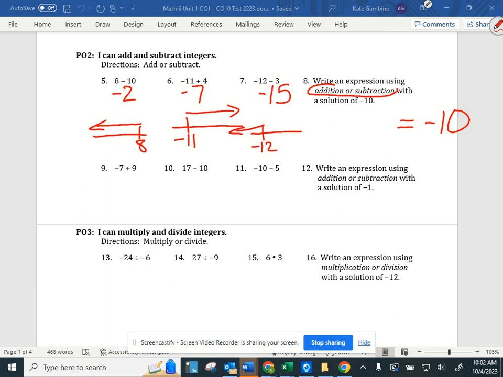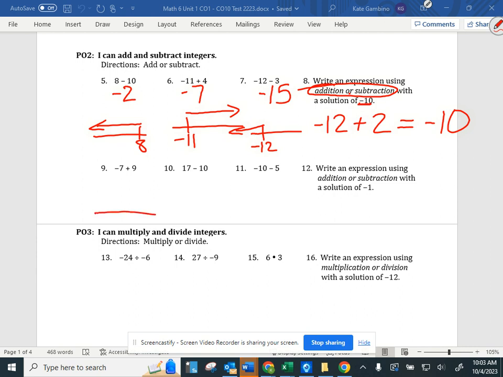It says using addition or subtraction. Some of us tried multiplying. That wasn't following the direction. So using addition or subtraction to equal negative 10, you could put whatever equation you wanted as long as you followed the rules. Adding or subtracting and equaling negative 10. So you could have had negative 12 plus 2. You could have had negative 8 minus 2. They both end at negative 10. So I accepted any one that would give me negative 10 for an answer.